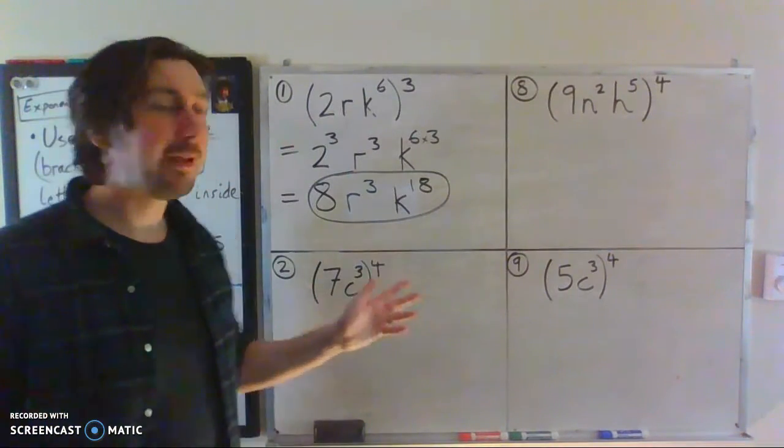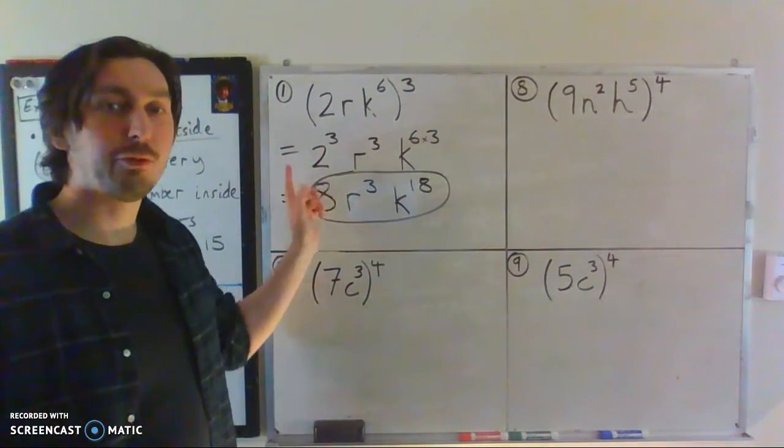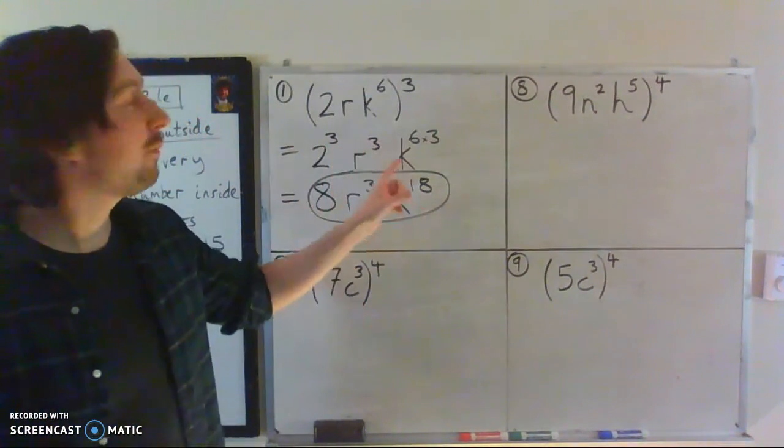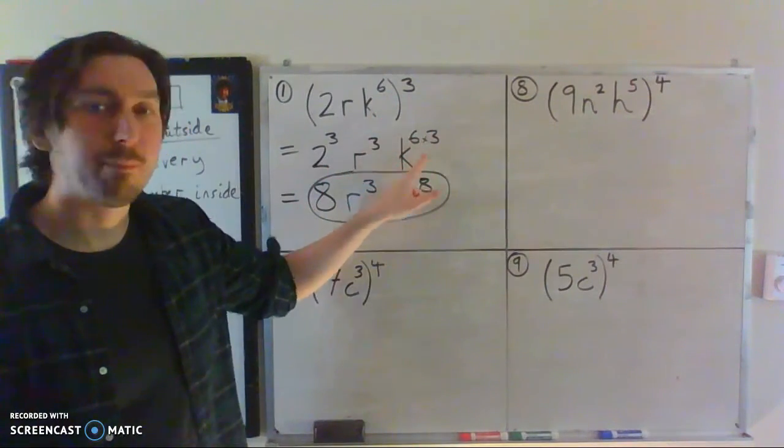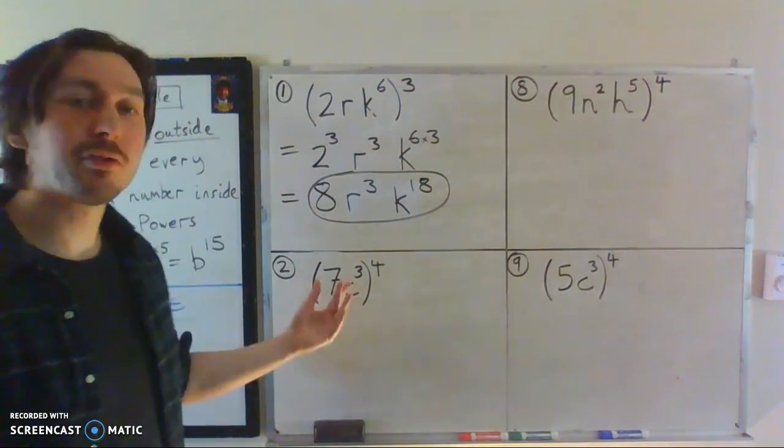So the things to be aware of here, make sure you do the powers right. 2 to the power of 3, 2 times 2 times 2. And when we've got the double powers, we multiply them. Alright? Let's do question 2.